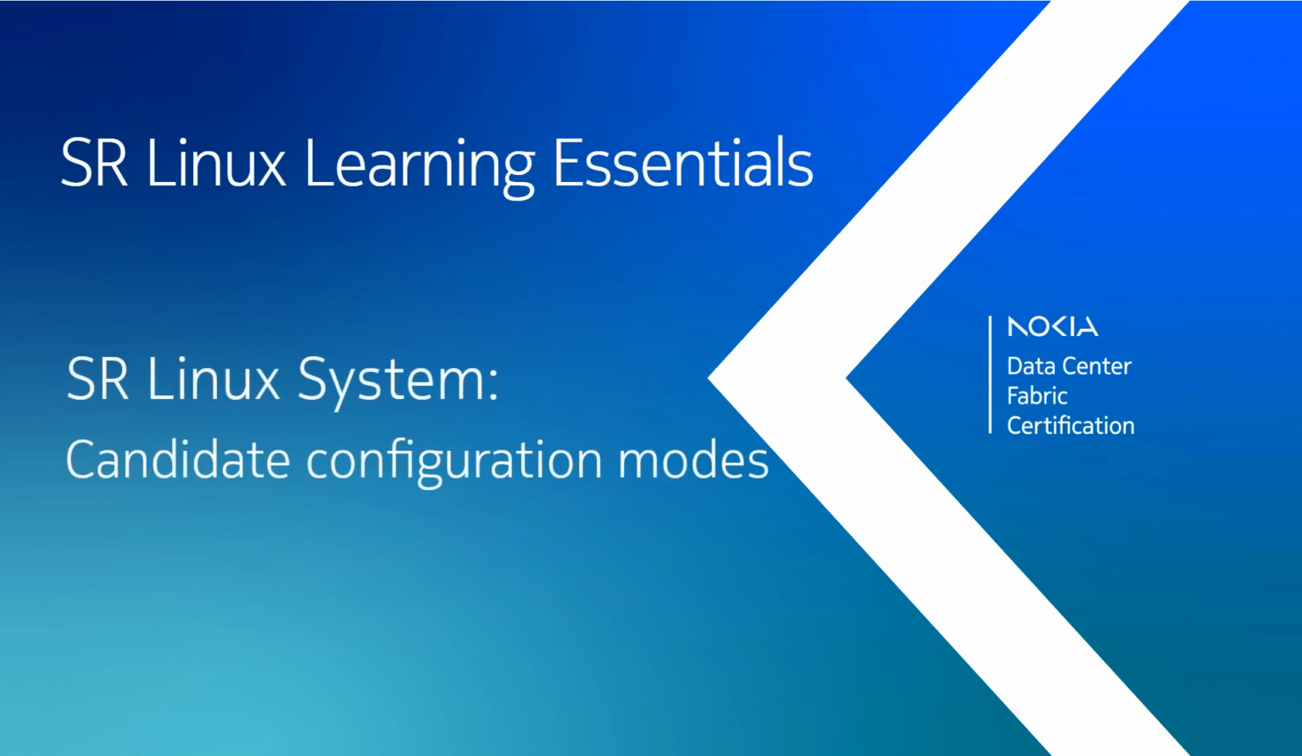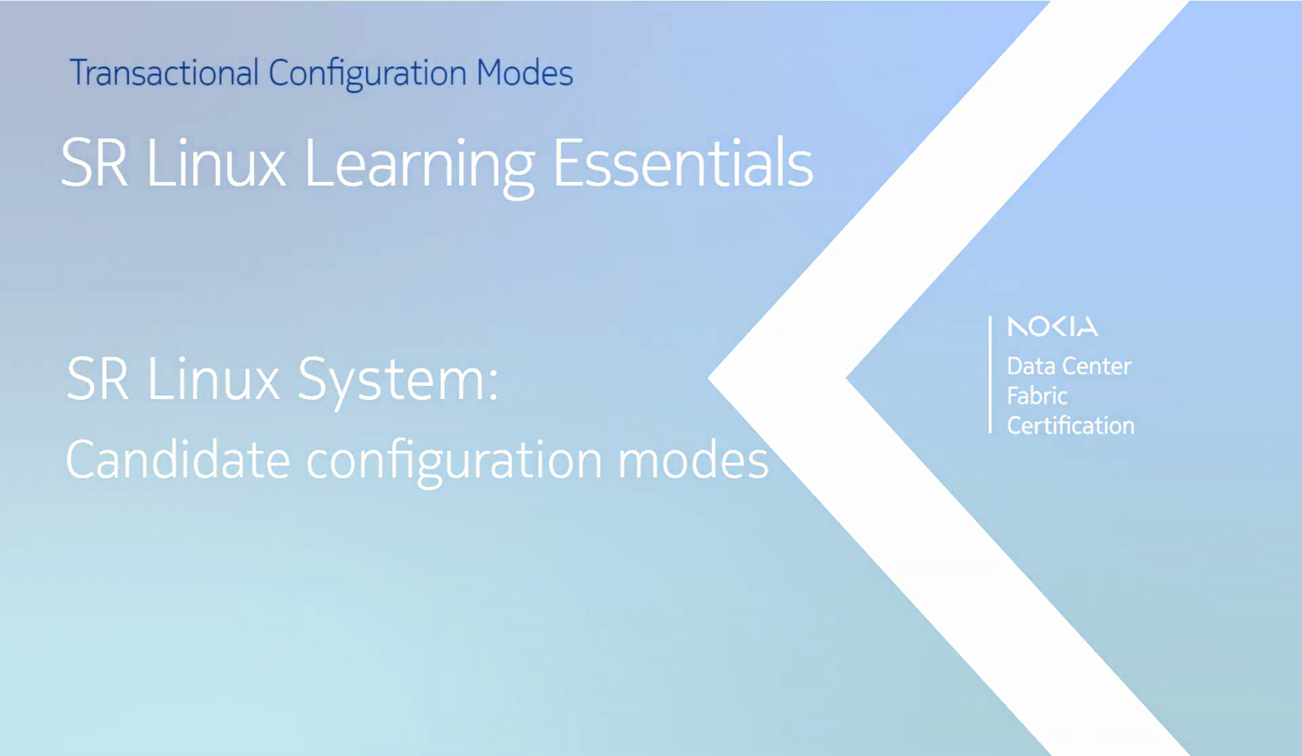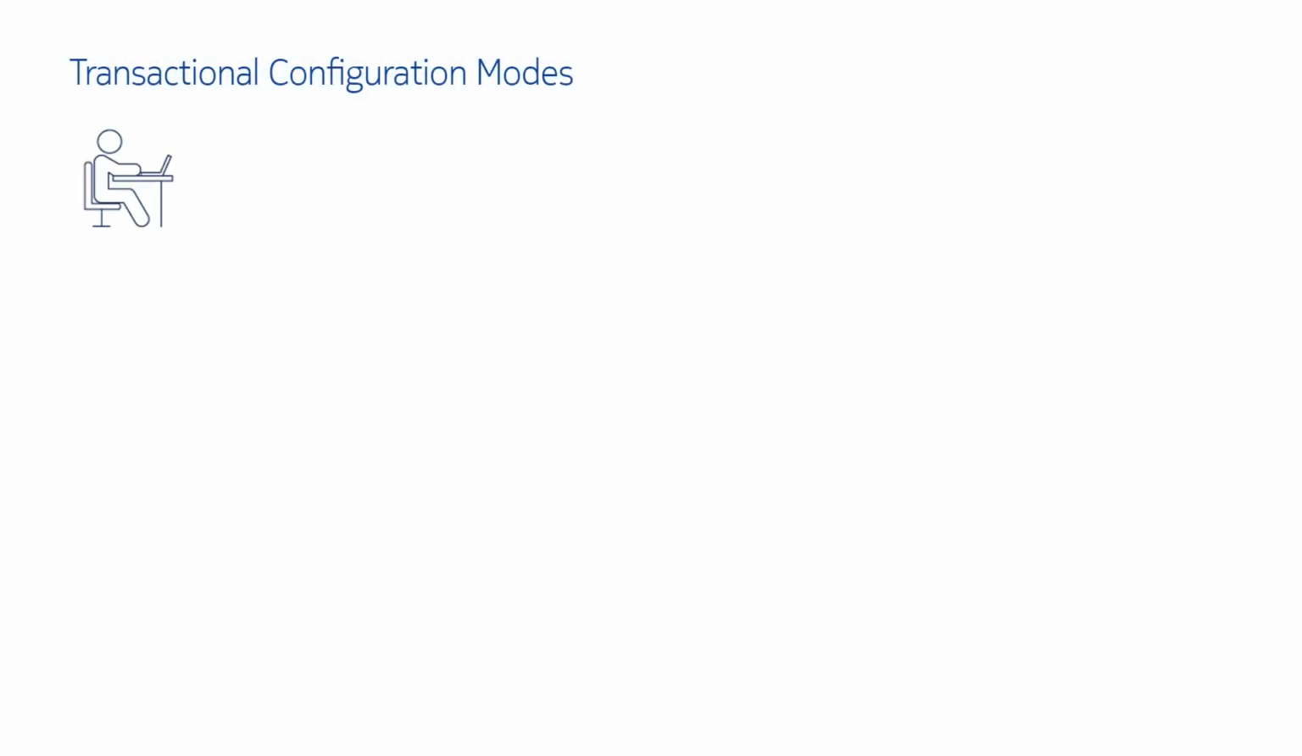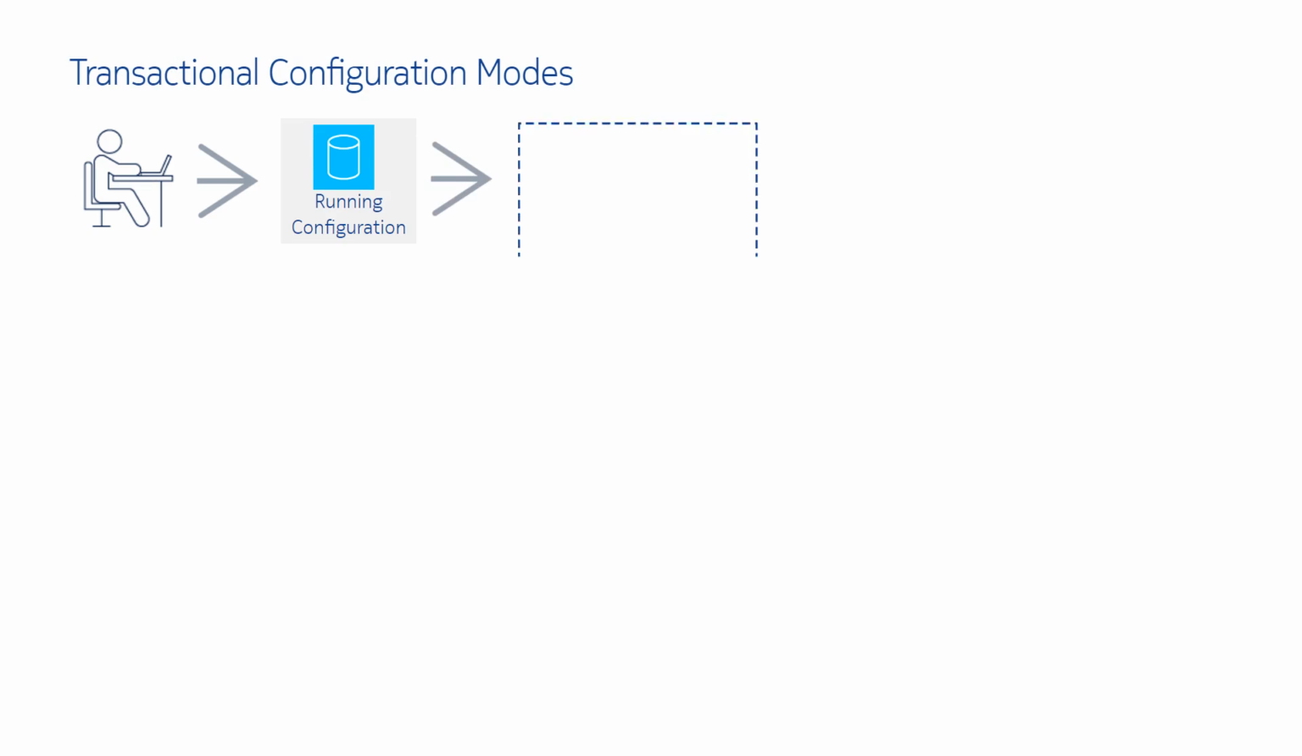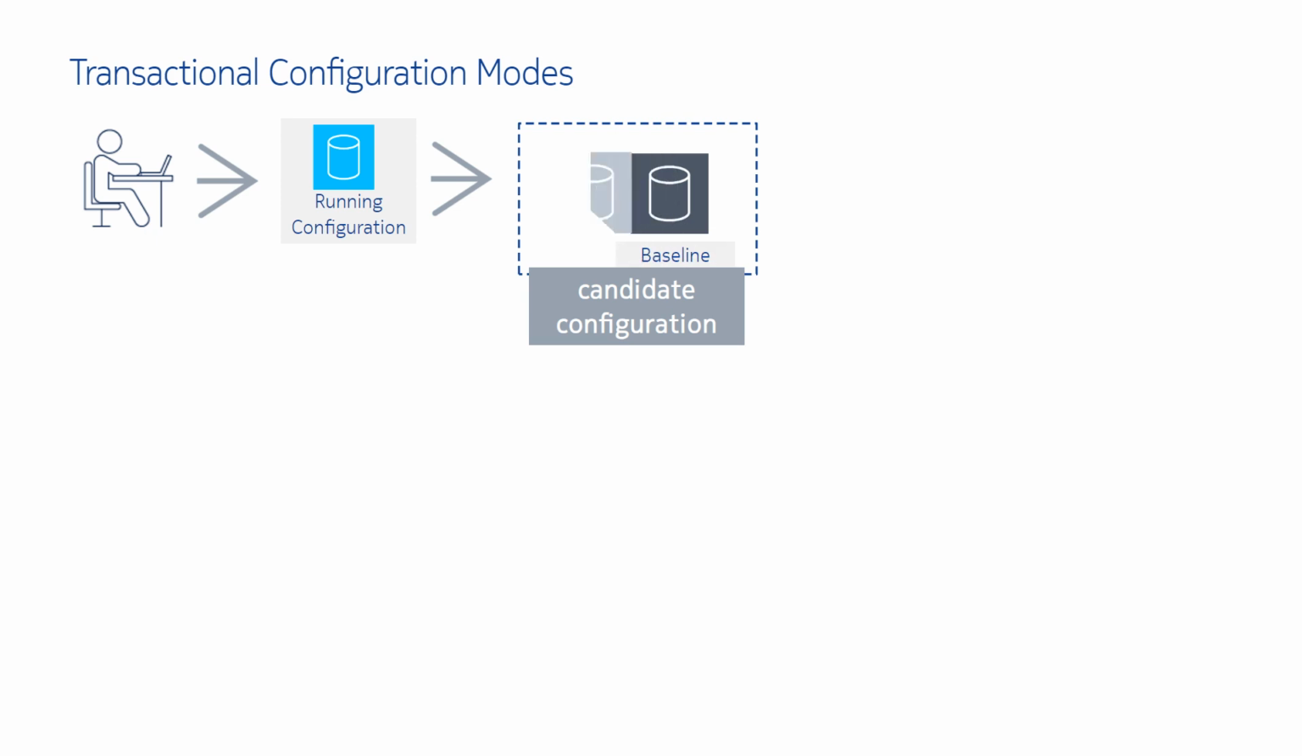This video explains how the system offers a secure transactional configuration method using the SR Linux candidate configuration modes. In SR Linux, a user who wants to modify a configuration must first enter one of the candidate configuration modes. Modifications are made only to the candidate configuration and do not affect the running configuration. Therefore, no specific configuration order is required.